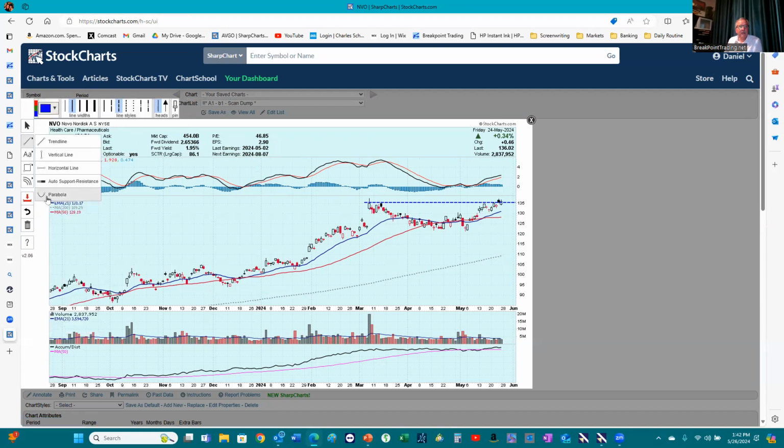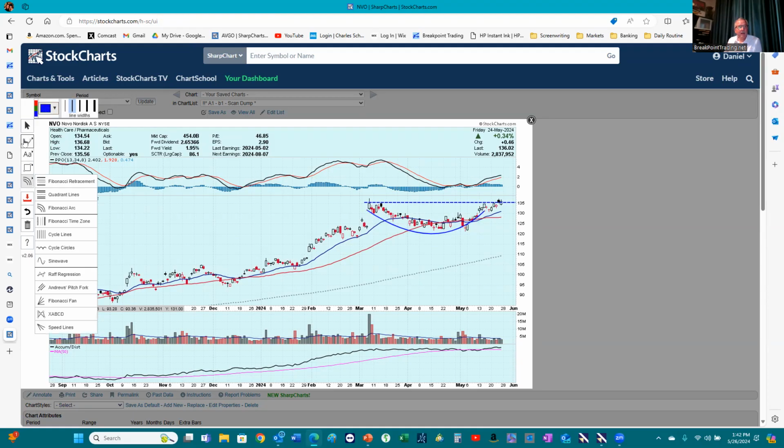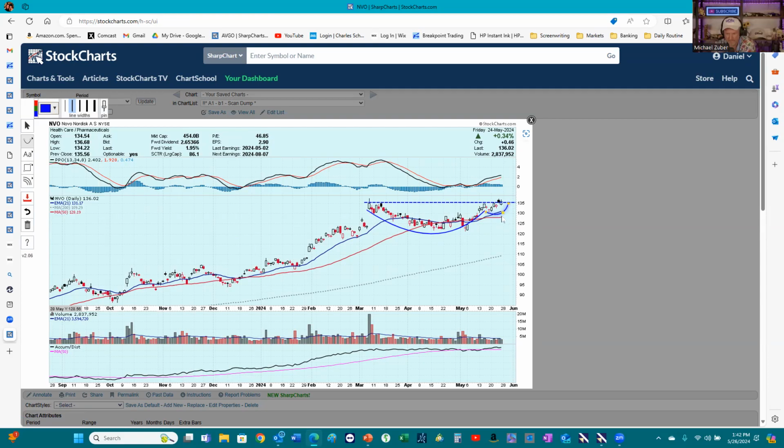Let's see if I do this. If I draw a curve right there, for those that study William O'Neill in Investors Business Daily, this is called a cup and handle. Well, look at that. All right, so there's a cup and handle pattern.